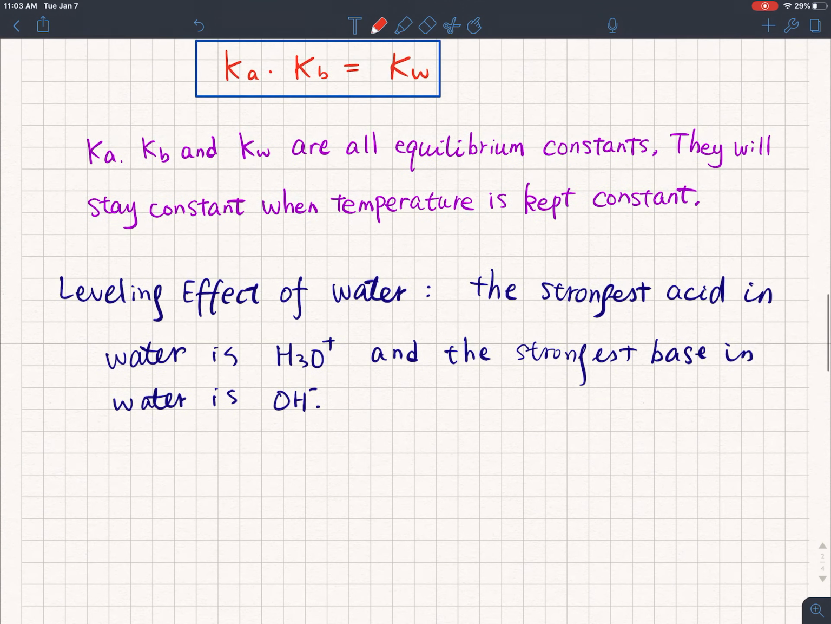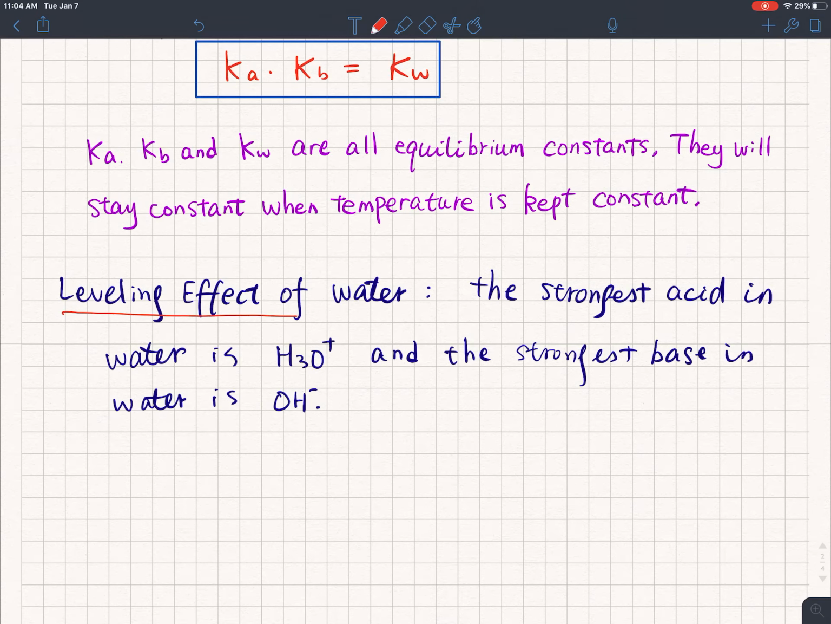In the end, I want to talk about something called the leveling effect of water. The leveling effect of water means if I have a strong acid, like say HCl, HBr, or HI, no matter how strong the acid is, all the acid can do is give its proton to water. So as a result, in any aqueous solution, no matter how strong your acid is, the strongest acid is just the hydronium ion. And similarly, when I have a strong base, the bases are proton acceptors. All they can do is extract the hydrogen from water, making water into OH-. So the strongest base in water is OH-.